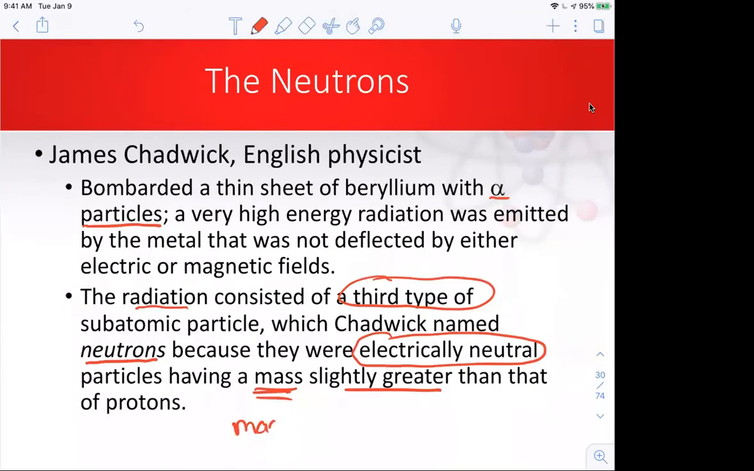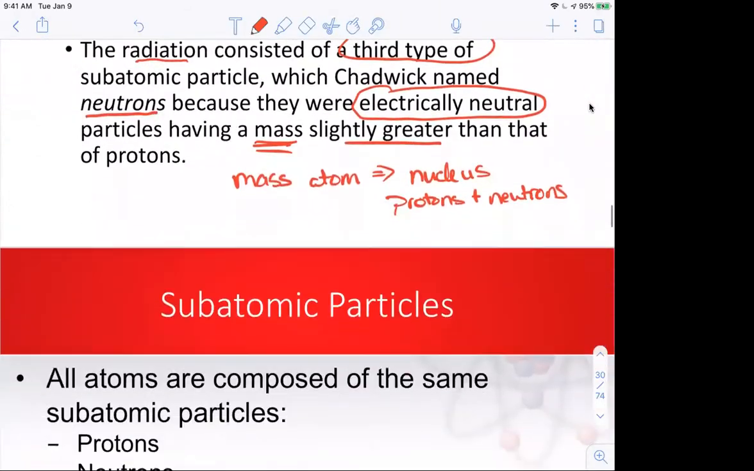So all of the mass of the atom is going to reside in the nucleus and consist of the protons and the neutrons. Remember, the electrons are negatively charged, they're outside the nucleus, and they really don't have much mass, so they're not considered compared to the mass of the protons and the neutrons.